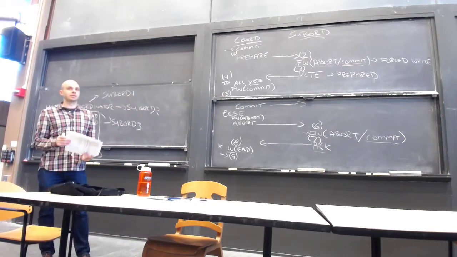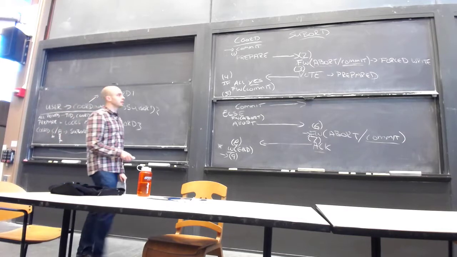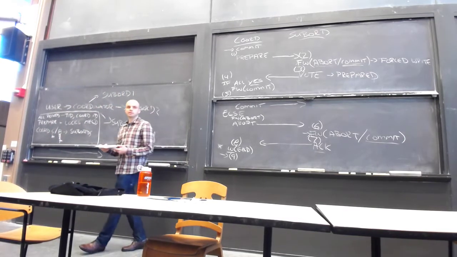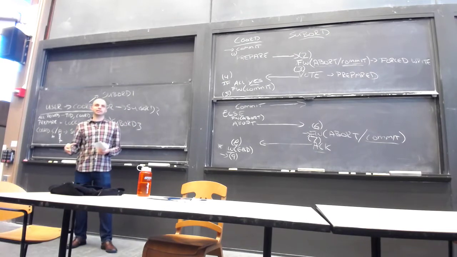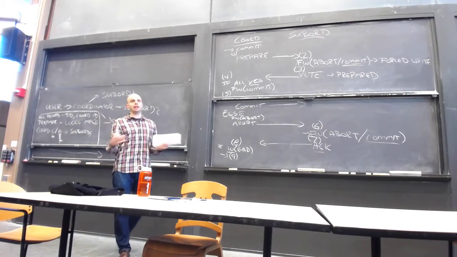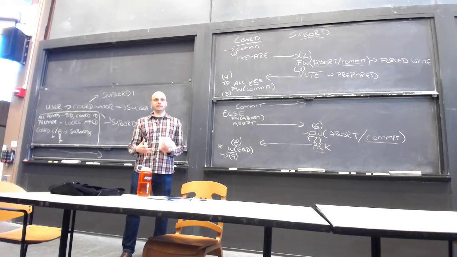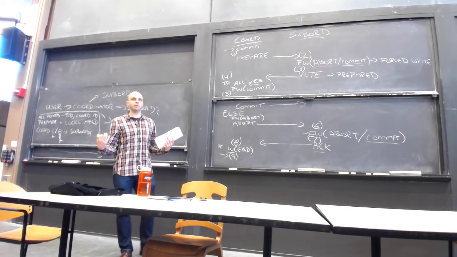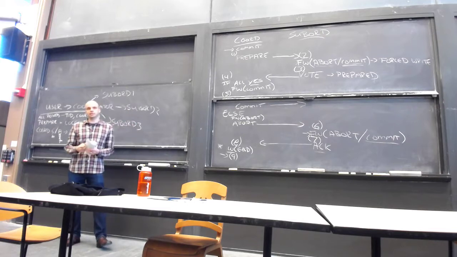Are subordinates only able to process one of these at a time? On one set of locks that they have. If you had a lock on one set of data, you're prepared on that data, you can't do anything else to that data because you're committed to that data. So if you had a disjoint set of data, you would be able to process more than once. It would depend on how the implementation sets up.